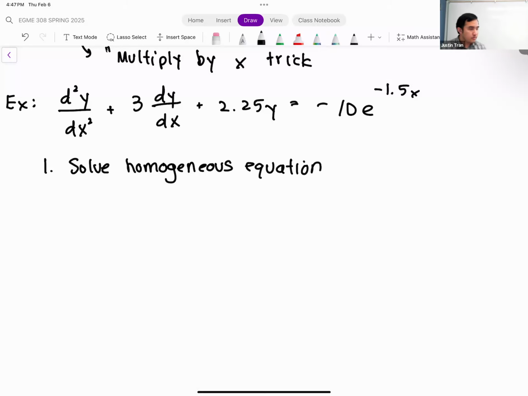So first step, just like the last example, let's go ahead and solve our homogeneous equation first. We're going to take our differential equation there and form our characteristic equation. So you have lambda squared plus 3 lambda plus 2.25 is equal to 0.